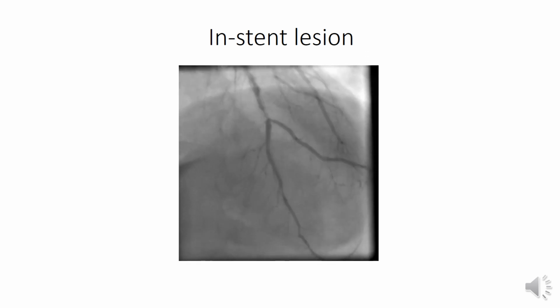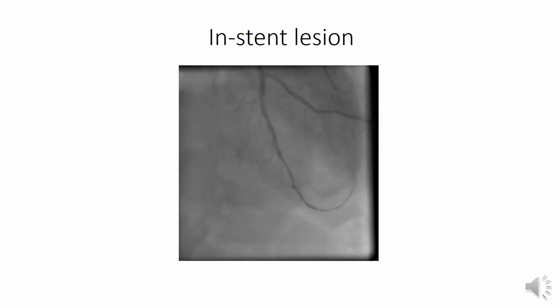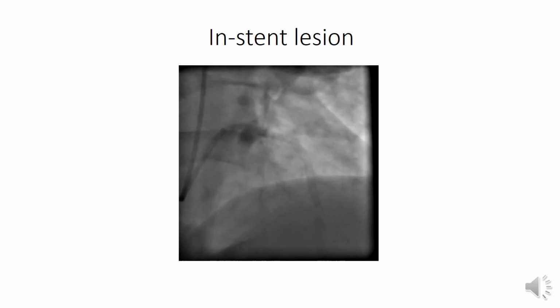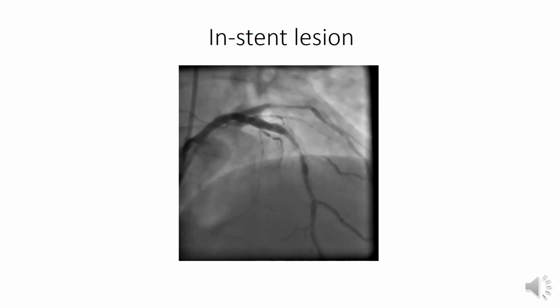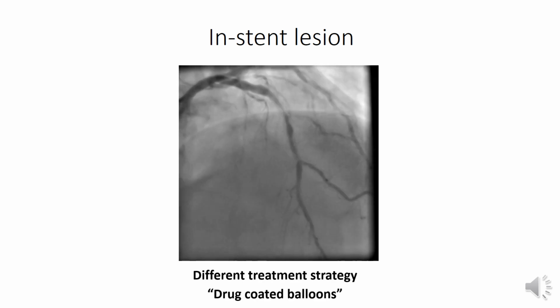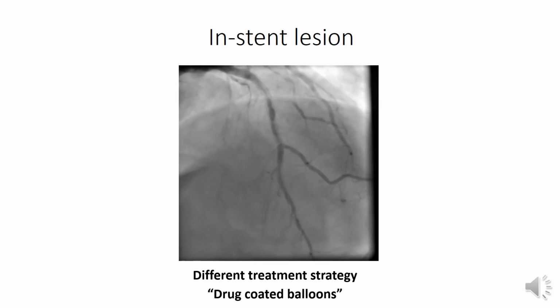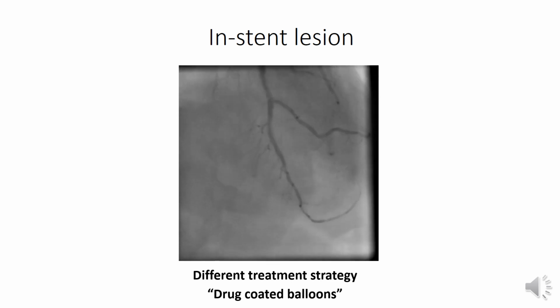The third type of lesion is in-stent lesion. We can see the stent before the dye enters the artery, like a meshwork. In case of this type of lesion, we might have an extra option, which is a drug-coated balloon, instead of putting another layer of metal inside this metal layer.